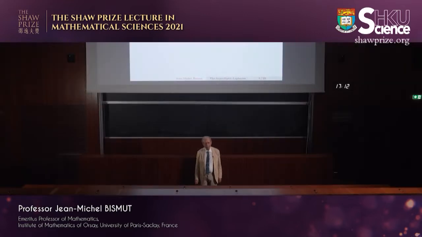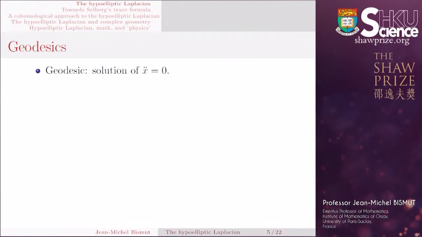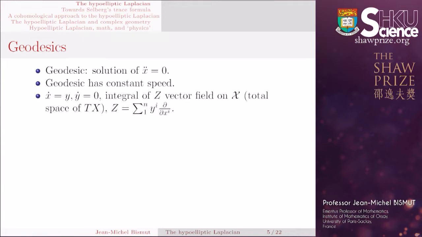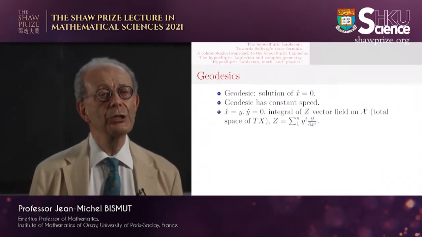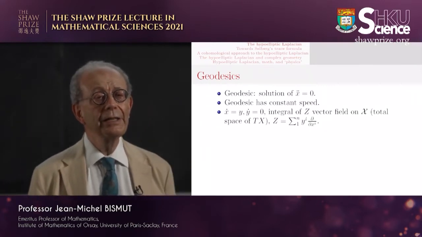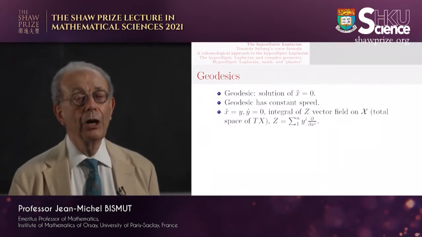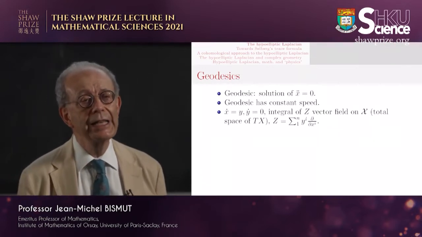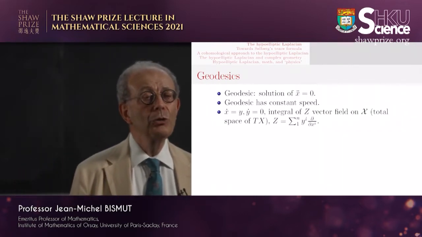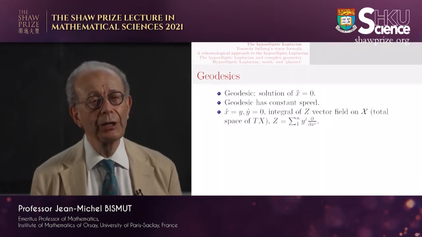Now, a last trajectory, which is well known, is the geodesic. The geodesic is a solution of a second order differential equation, x double dot equals 0. That also makes sense on Riemannian manifolds. A geodesic is a path which has constant speed, the most regular path possible. Instead of writing it as a solution of a second order differential equation, you can write it as a solution of a first order differential equation by moving to phase space. Phase space is just the space of pairs (x, y), where x is in the manifold and y is in the tangent bundle at x.